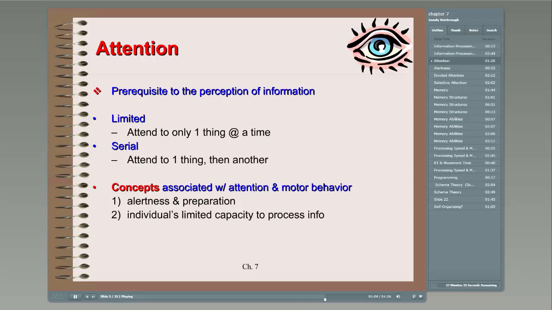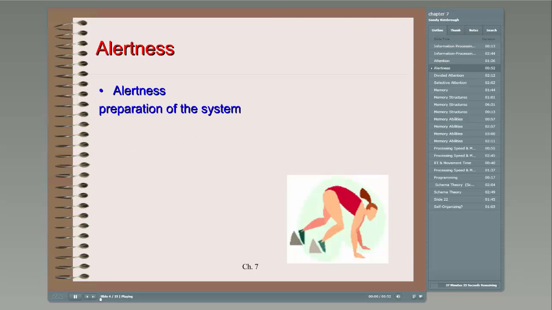We can only attend to so much at one time. So when we get overloaded and we're attempting to attend to too many things at once, we're not going to be able to attend to everything. Something's going to slide by. And thirdly, the idea of selective attention. Selective attention is the ability to select and attend to meaningful information while ignoring what's not important.